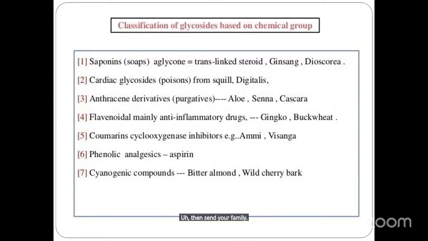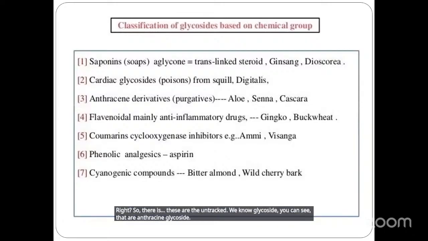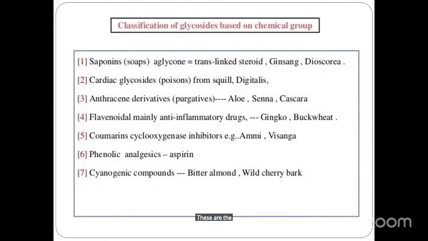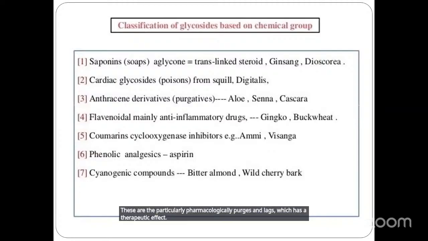Leguminosae: there is aloimidine, aloe palmadum, right? These are the anthraquinone glycosides, or you can say anthracene glycosides. These are particularly pharmacologically purgatives and laxatives, which have a therapeutic effect.